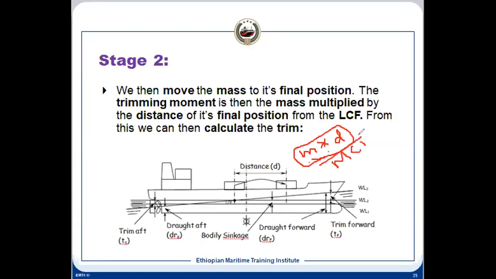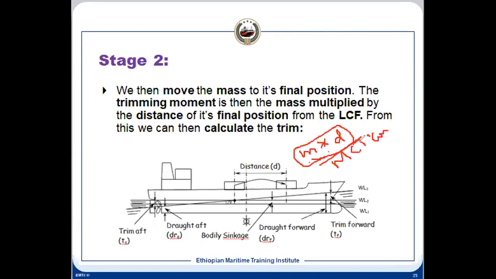This we have already derived. So if MCT 1 centimeter is known to us, then we can calculate how much will be the trim. That will give us the total trim. By doing so, in the second step, we have calculated how much the trim will be. In the first step, we calculated how much the bodily sinkage will be when we are adding mass. Once we know these two, now we need to find out how much will be the aft trim and how much will be the forward trim. That we'll have to find out.